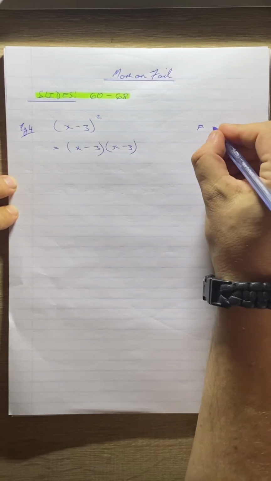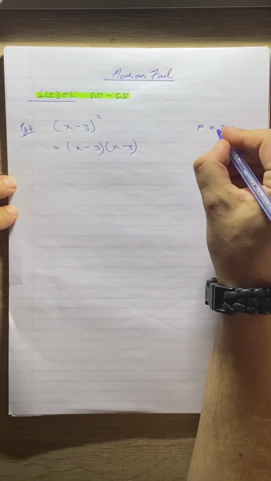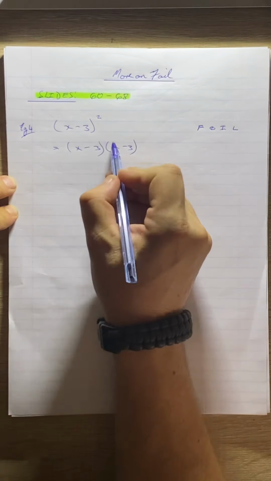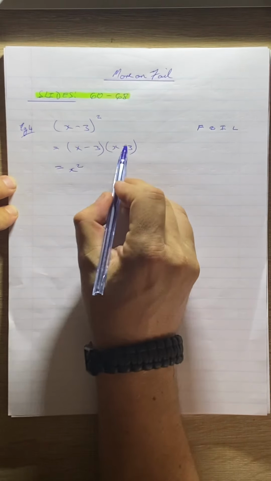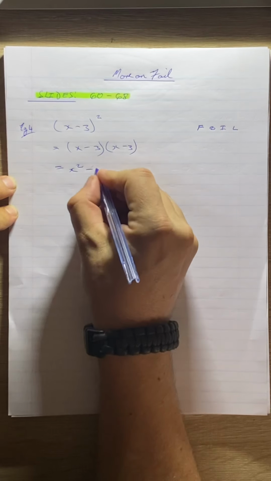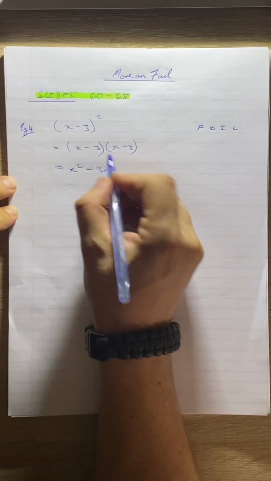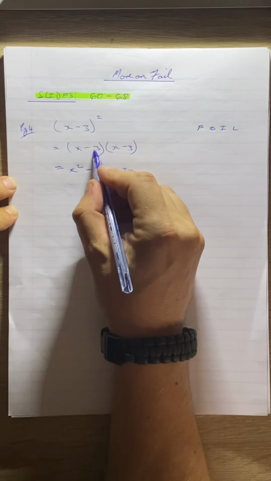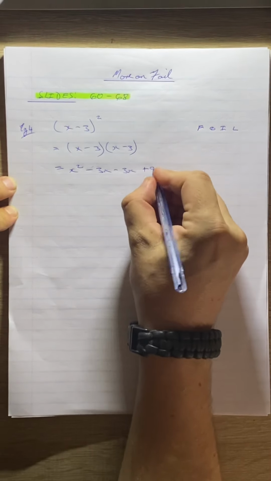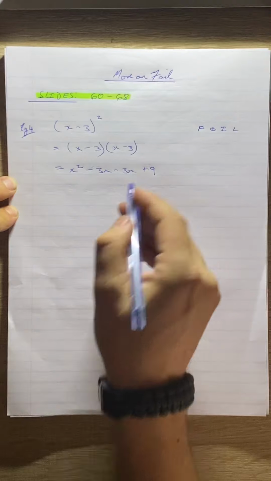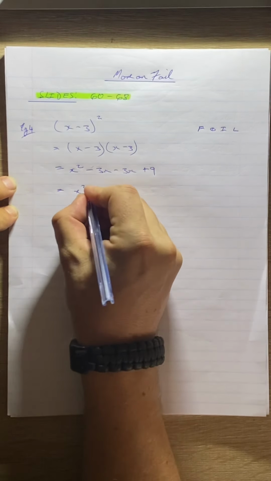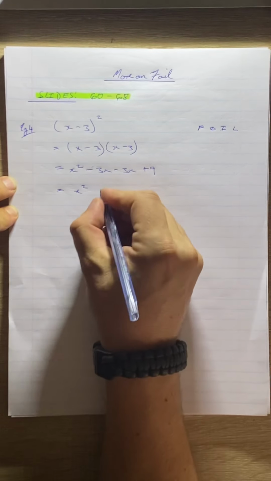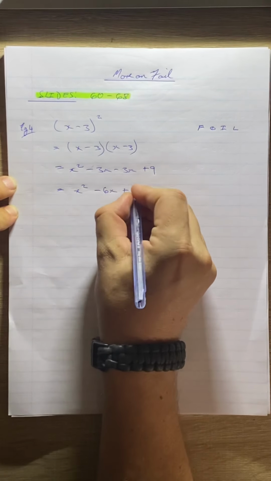And remember, we're going to do FOIL. First, outer, inner, last. So the firsts will give me x squared. The outers will give me minus 3x. The inners, minus 3x, and then the lasts will give me plus 9. Remember, we multiply when we're doing that. The next step, we have to look for like terms. So x squared minus 3x minus 3x is minus 6x plus 9. All right, and we get our solution.